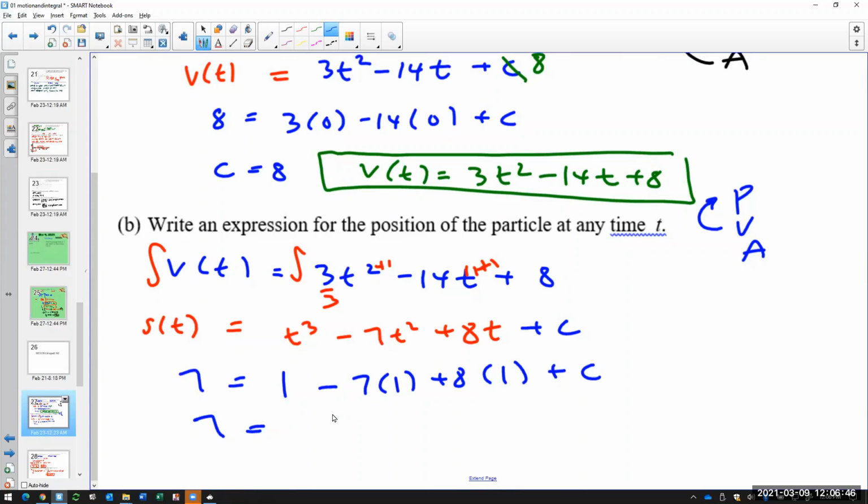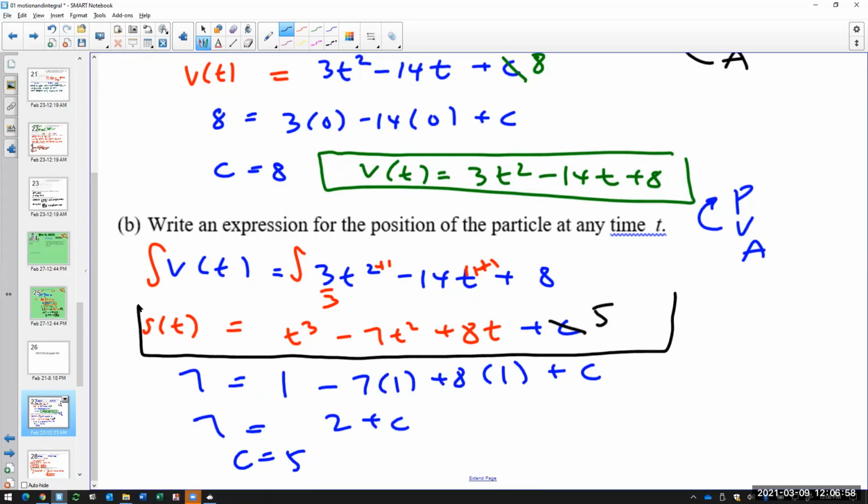9 minus 7. I'm getting C is equal to 5. Can I get a check on that from anybody? Okay, 5. So this will be 5 here, and there is my position right there. You guys feeling good about this? Not too bad, right? Next question.